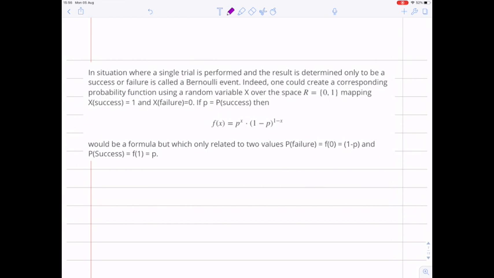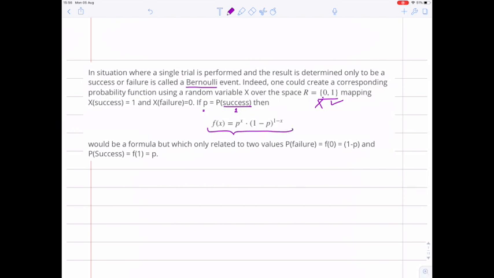So, in the situation where we've got a single trial that's performed and the result is determined either as a success or failure, this is called a Bernoulli event. And if you wanted to create a model for this, you could have a probability function using a random variable over the space {0, 1}, where 0 means things didn't happen and 1 means it did happen. And then if we are going to call little p the probability of a success, or getting a 1, then our probability function would look like this.